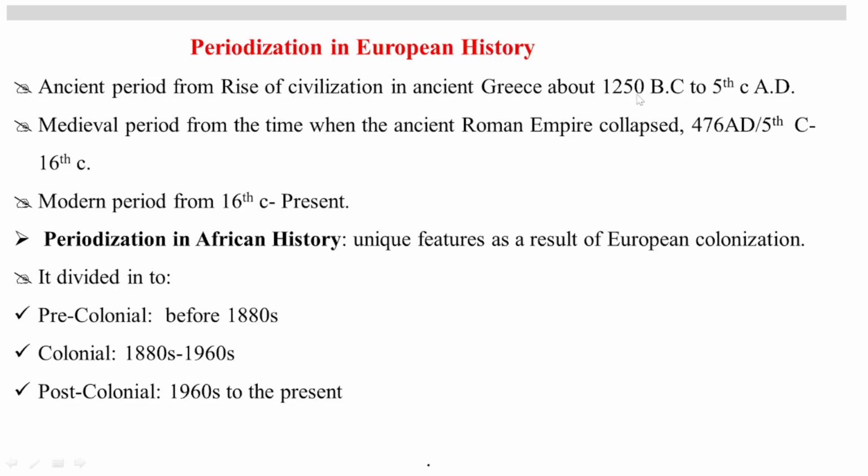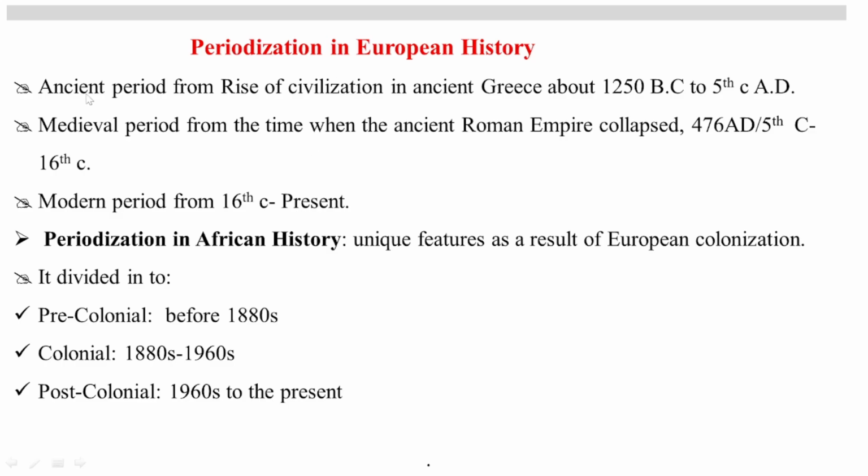1250 BC. The beginning of ancient Greek Roman civilization. So the ancient period, the rise of ancient civilization in ancient Greece, around 1250 BC to the 5th century AD. This is known as ancient European history. Medieval period means the time when the ancient Roman Empire declined and collapsed, around 476 AD, the 5th century, to the 16th century, the beginning of capitalism. Modern period from the 16th century to the present.